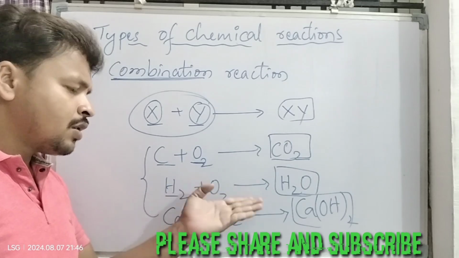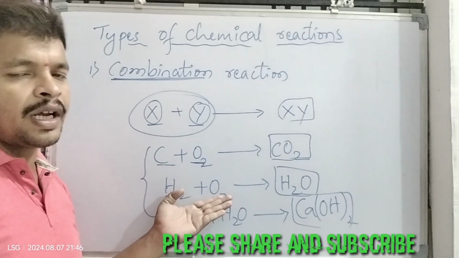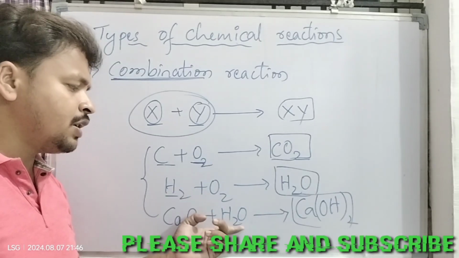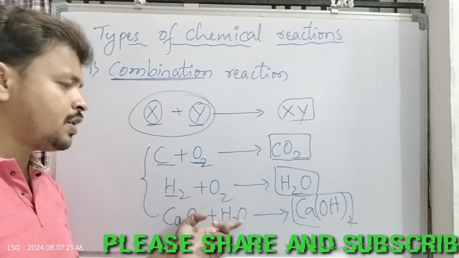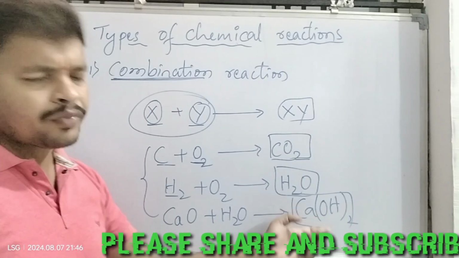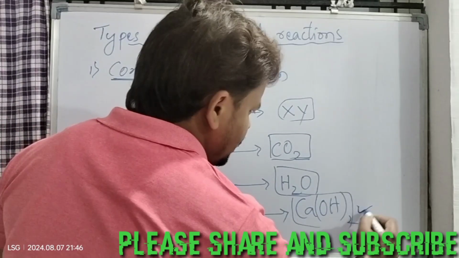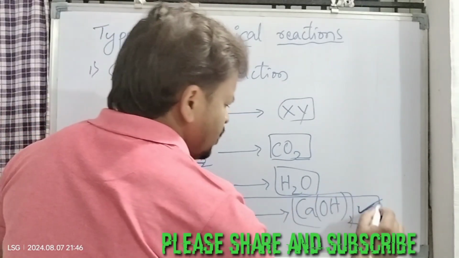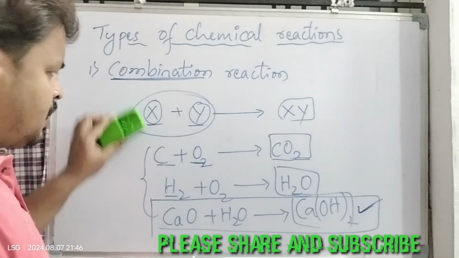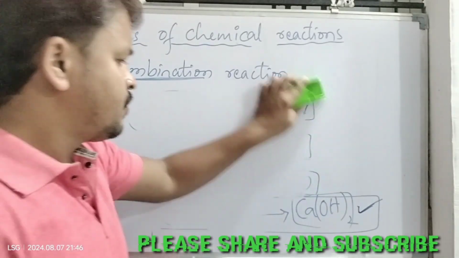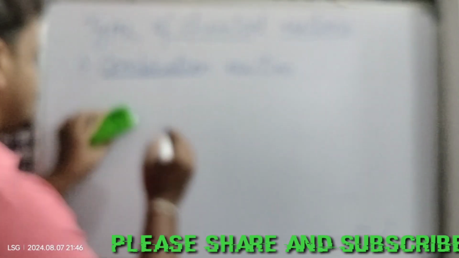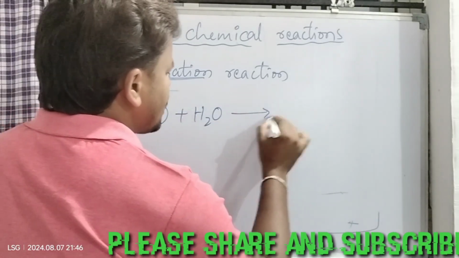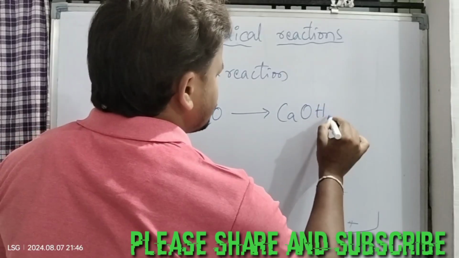Hydrogen and oxygen react with each other to form water. Calcium oxide, when it is reacted with water, gives calcium hydroxide. This is one of the important equations. In many question papers, applied questions are asked about this equation, so I will revise it. Calcium oxide reacts with water to give calcium hydroxide.